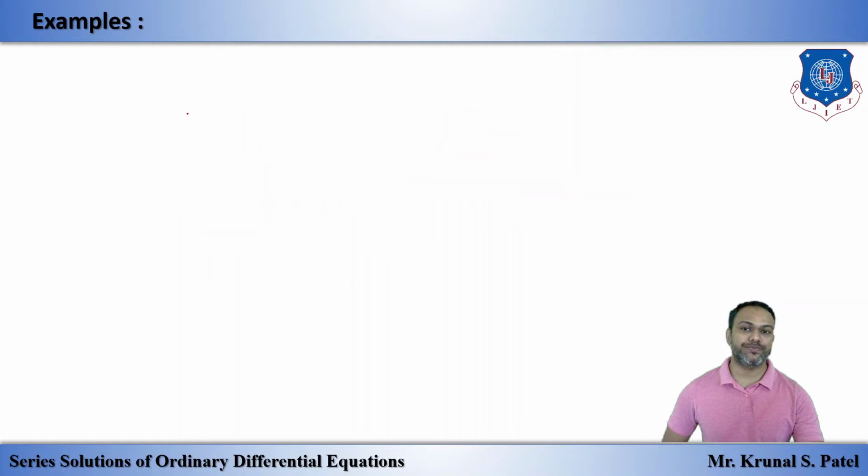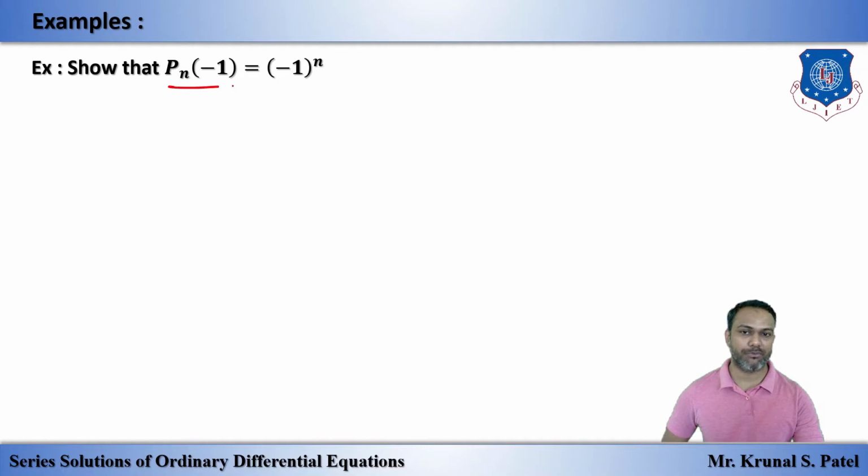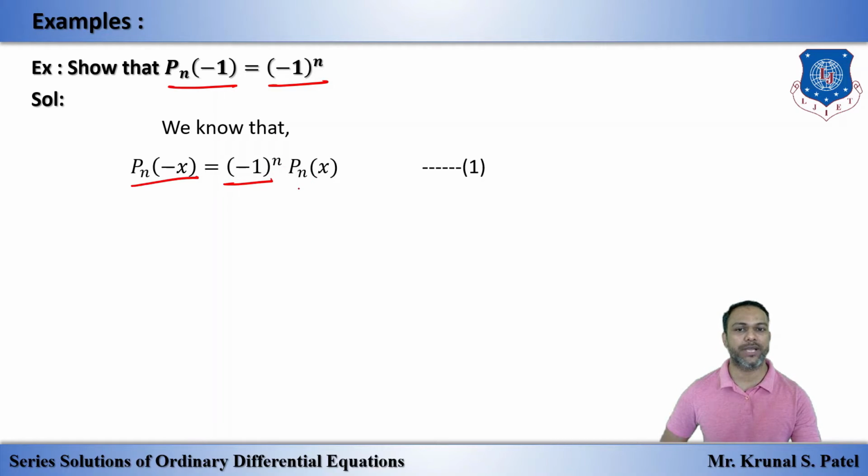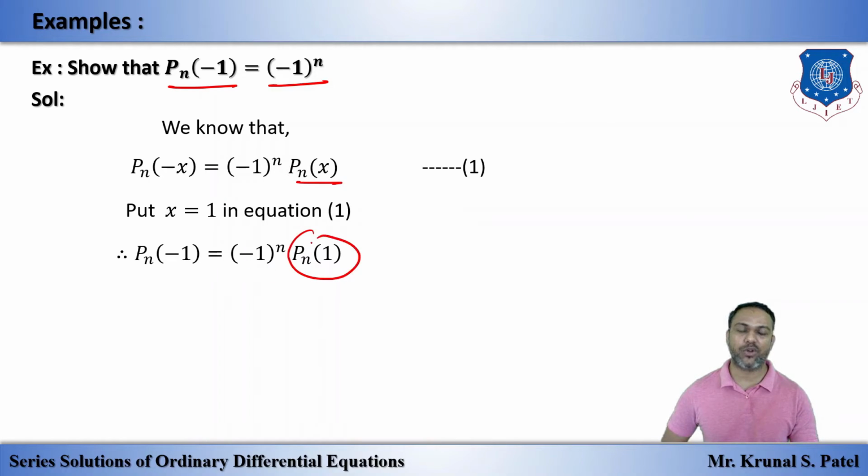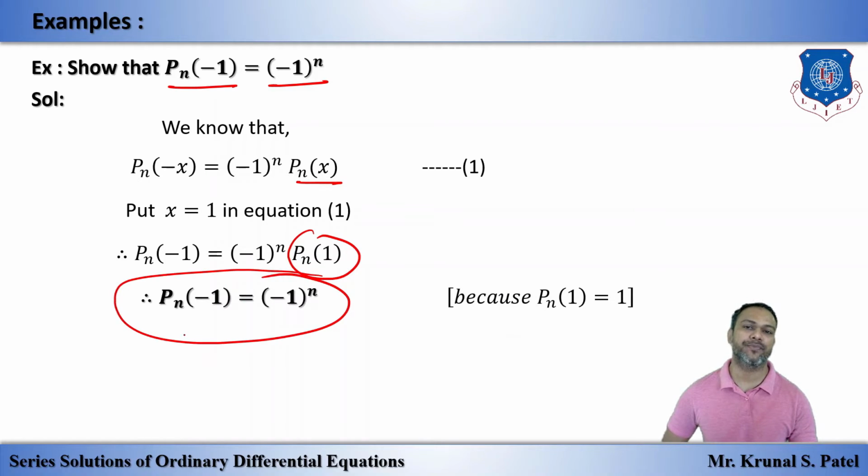Okay. Now we have one more example. Pn of minus 1 is equal to minus 1 raised to n. So let's start with the previous formula that we already know, that Pn of minus x is equal to minus 1 raised to n Pn of x. We all know that. We just have to replace x with 1. So putting x equal to 1 in equation number 1 gives us Pn of minus 1 equals minus 1 raised to n and Pn of 1. And we know that for all n, Pn of 1 is always 1. So this is our final answer, which we required. Okay, simple.